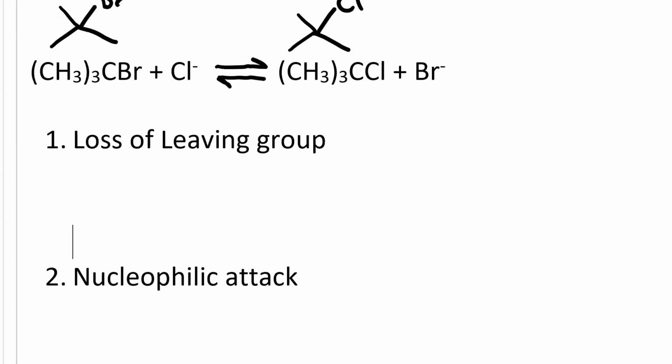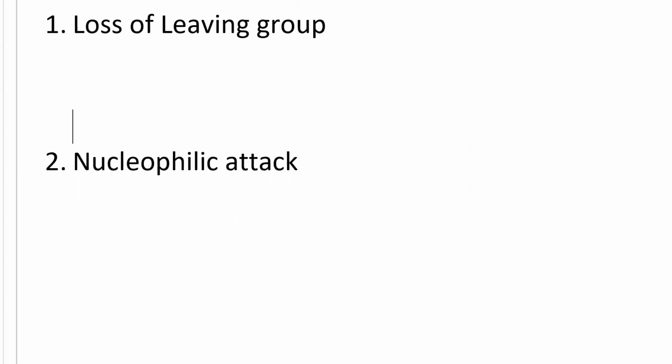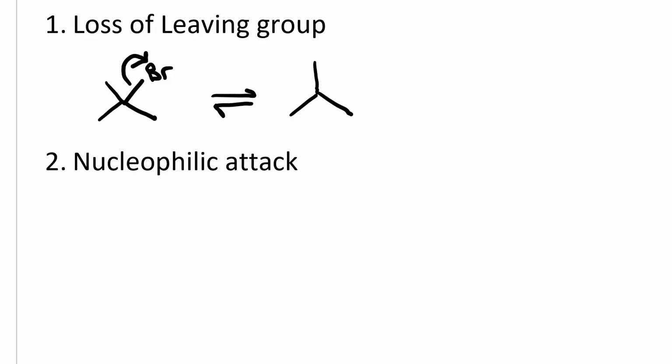The first step is loss of a leaving group. The bromide ion leaves, giving you this carbocation and bromide. So the carbocation is your intermediate.